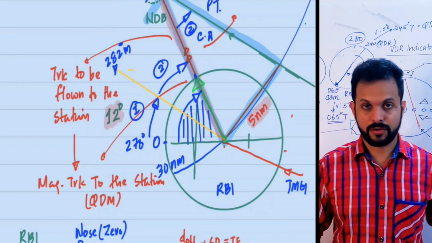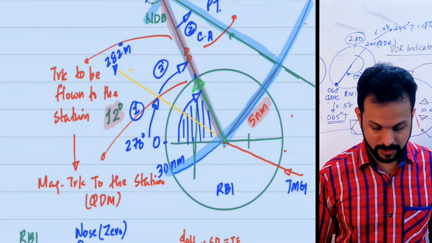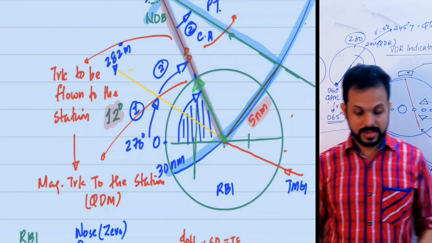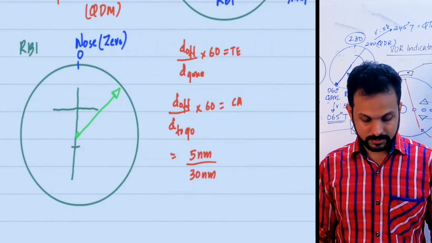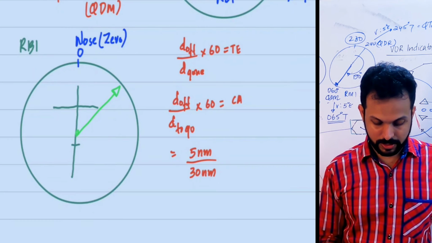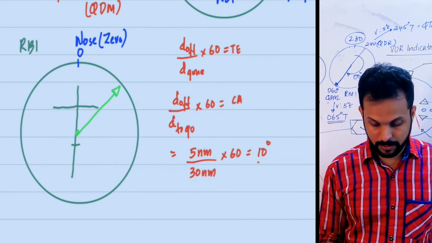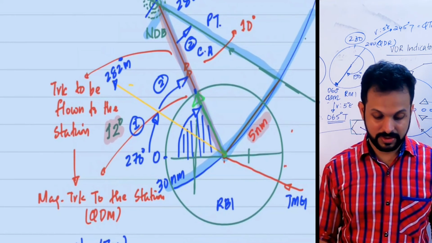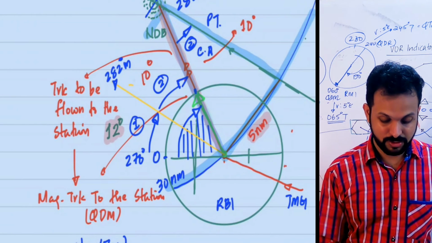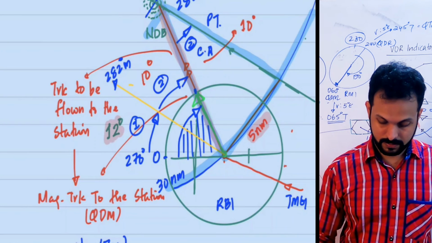The arc which you have drawn, you can recollect that. We have marked the 30 nautical mile arc straight here. Yeah, so distance to go is 30 nautical miles, distance off is 5 nautical miles. So 5 nautical miles divided by 30 nautical miles into 60, and that's going to be 10 degrees as your closing angle. Now once you get that angle as 10 degrees, that is same as angle number 2, which is 10 degrees here. So these two angles are same.